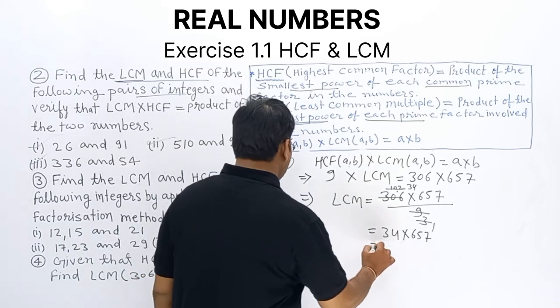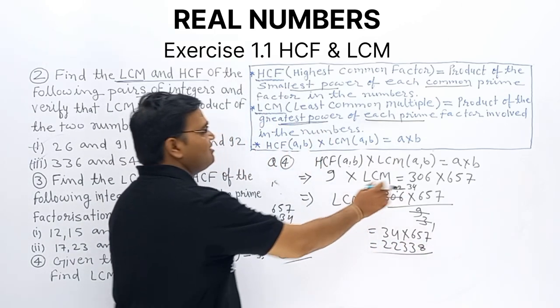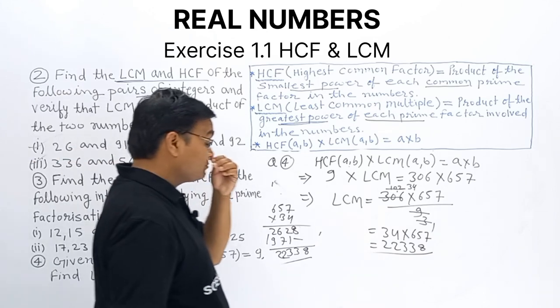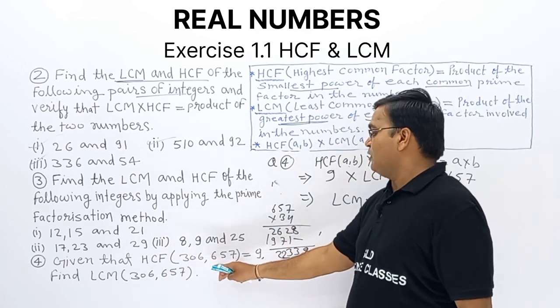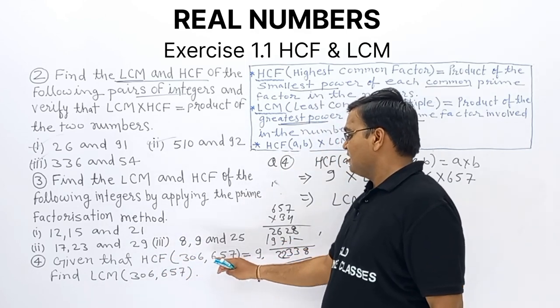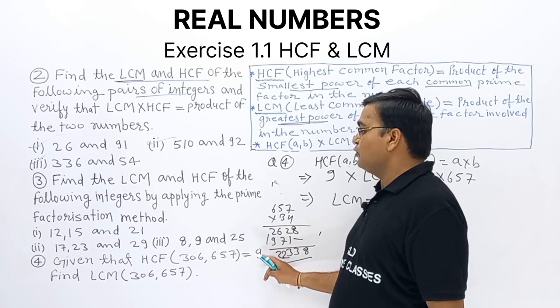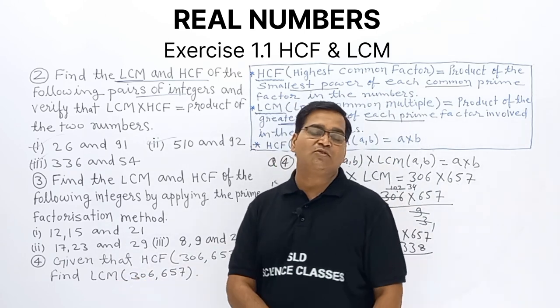So what will the result be? 2 2 3 3 8 will be the LCM of this one. So what do we want in this question? In this question, it is given that HCF of 306 and 657 equals 9. The HCF of the two numbers is given. We want the LCM of these two numbers.